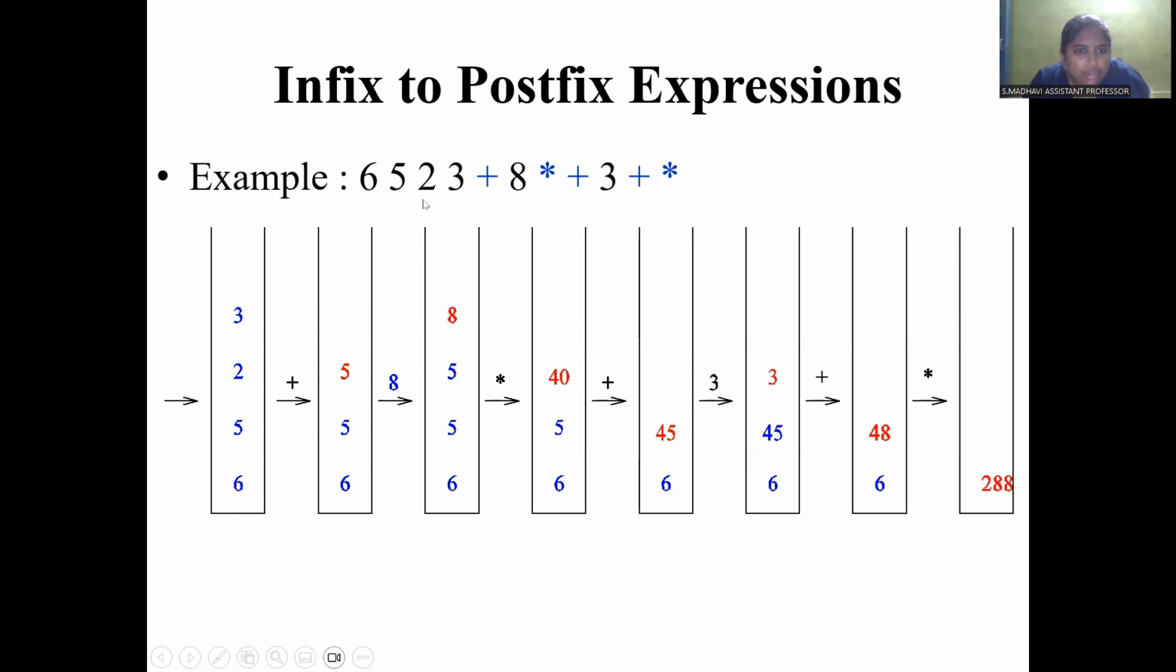Next, the character that I am going to read is 8. 8 is a number, so if it is a number, I have to push it onto the stack. So I have pushed it here. See, here 8 has come.